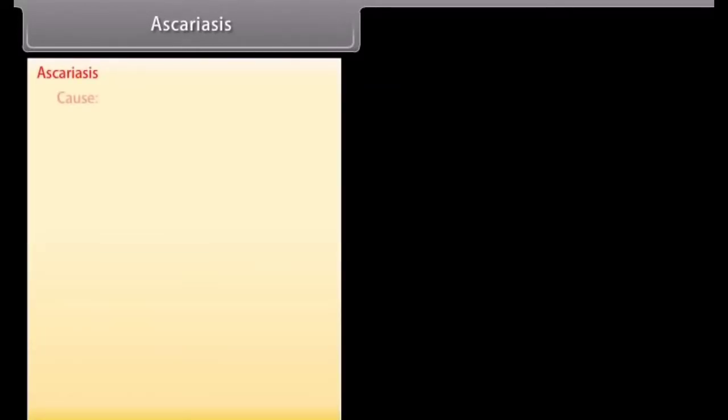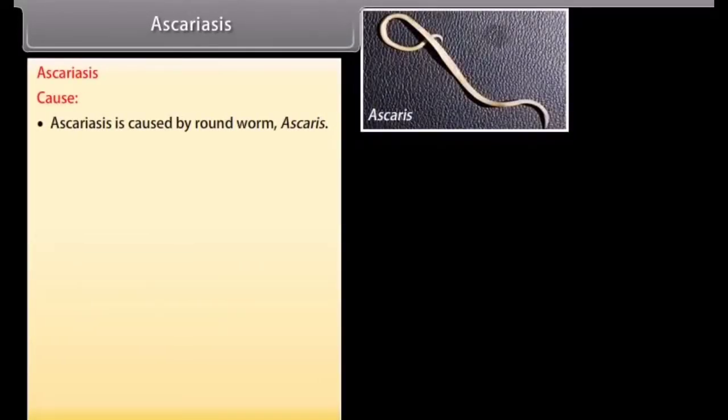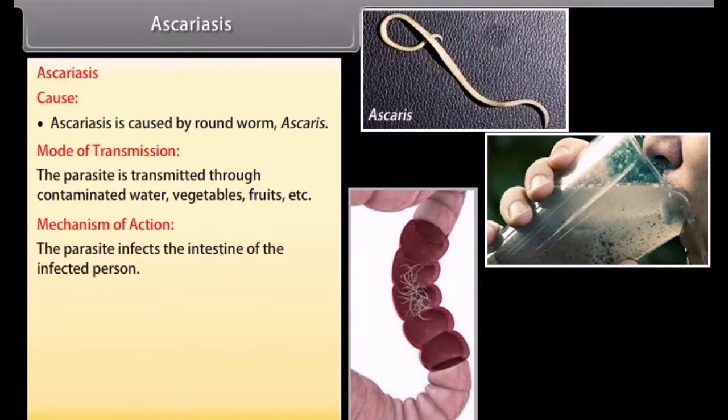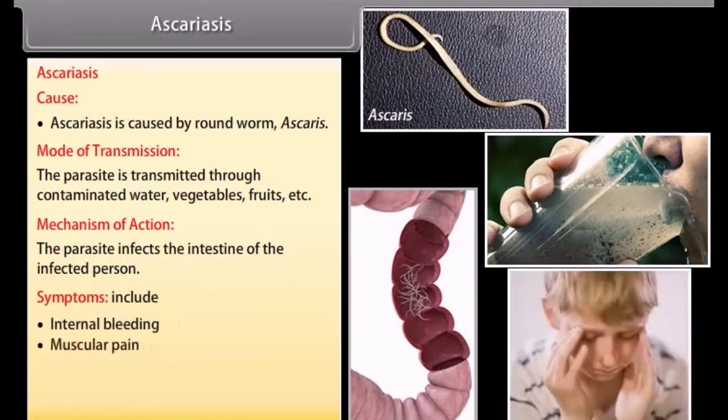Ascariasis. Cause: ascariasis is caused by the roundworm Ascaris. Mode of transmission: the parasite is transmitted through contaminated water, vegetables, fruits, etc. Mechanism of action: the parasite infects the intestine of the infected person. Symptoms include internal bleeding, muscular pain, fever, anemia, blockage of intestinal passage.